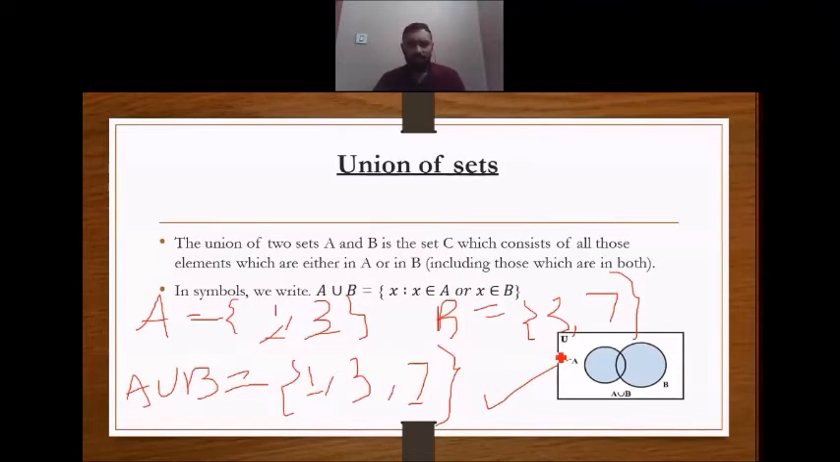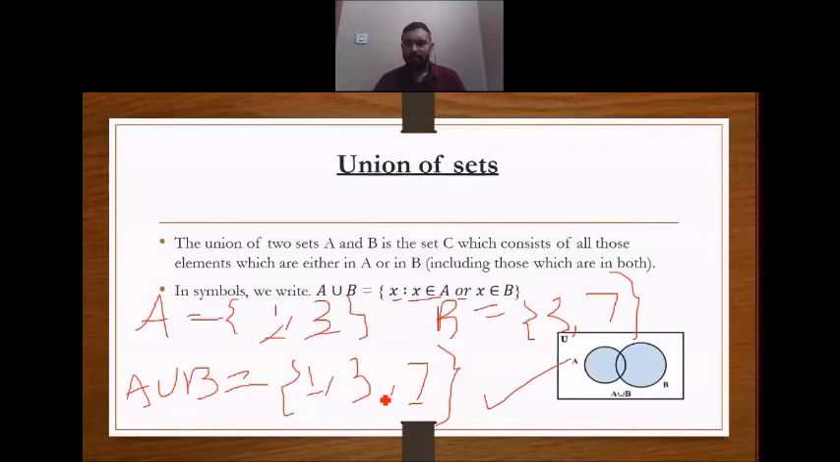So this is A union B. The mathematical symbol we write for A union B is: x such that x belongs to A or x belongs to B. That means at least one, either one, it should belong. That is the meaning of the union of sets.